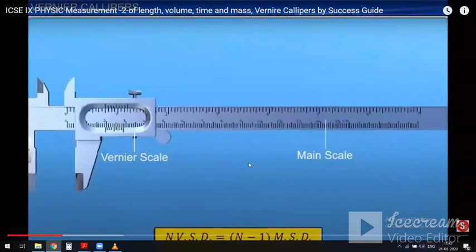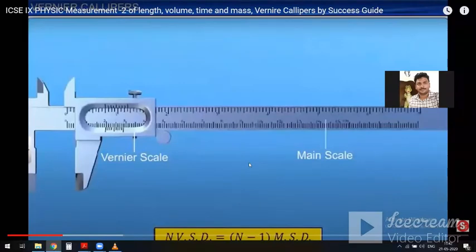Now, this is what we are going to learn today. So today's discussion is what is the main scale and what is the vernier scale. As you can see, the main scale is just a steel ruler where markings are made in centimeter, that is 0, 1, 2, 3, 4, 5, 6, 7, 8, right? The main scale is just like an ordinary scale that we have. The vernier scale is something new for us.